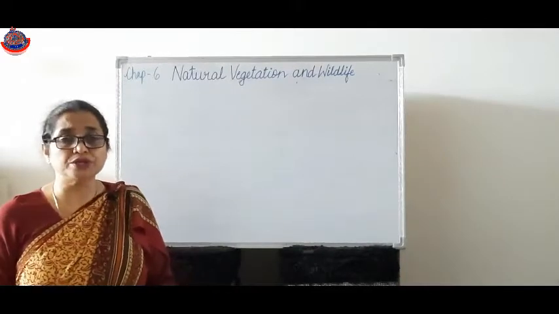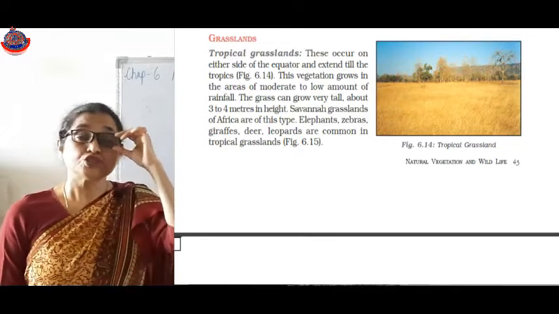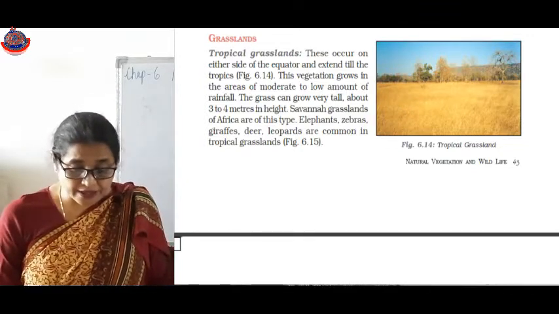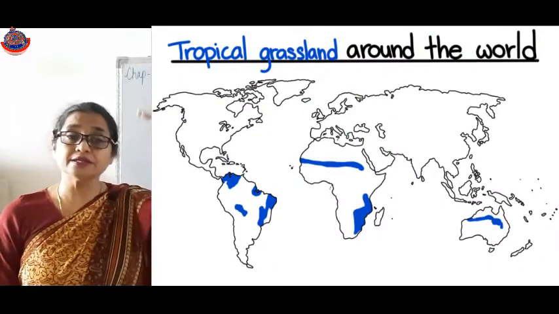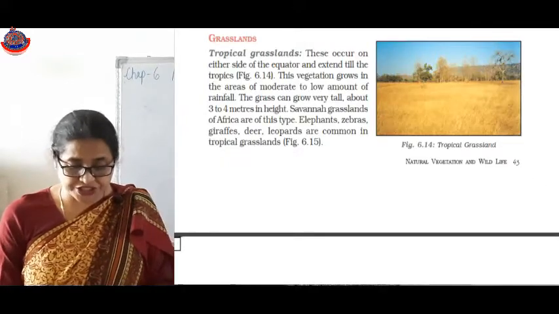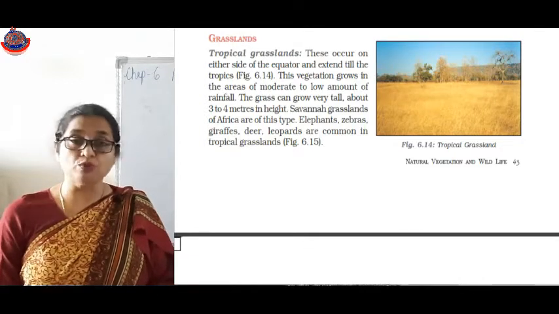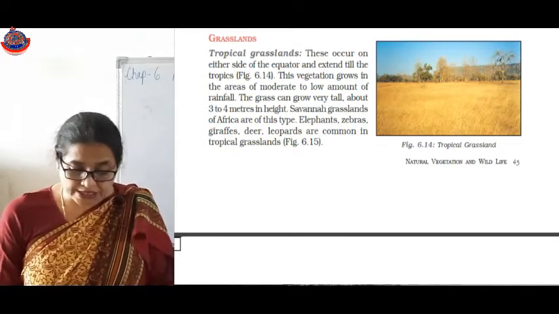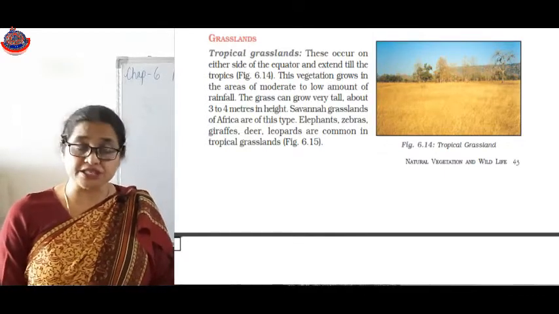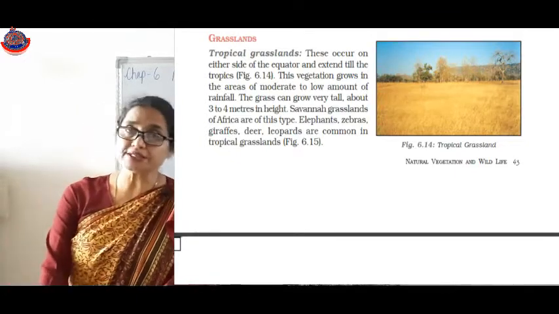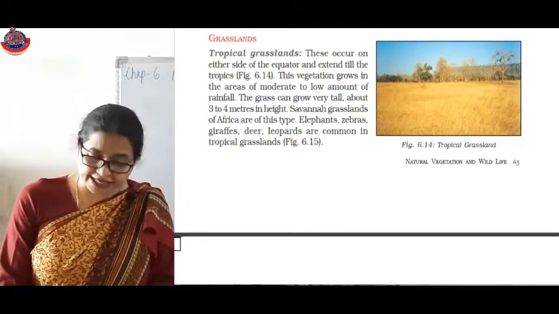Now talking about the grasslands. The first kind of grasslands are the tropical grasslands. They occur on either side of the equator and extend till the tropics. This vegetation grows in the area of moderate to low amount of rainfall. The grass can grow very tall, about 3 to 4 meters in height. For example, savanna grasslands of Africa are of this kind.